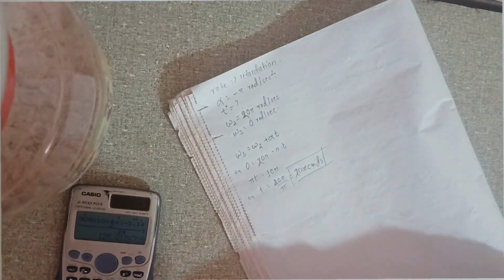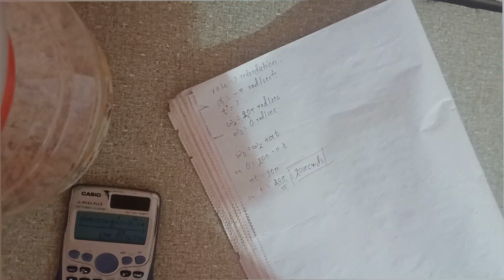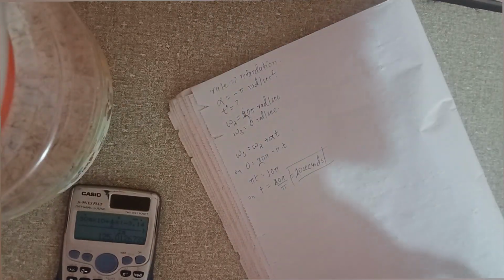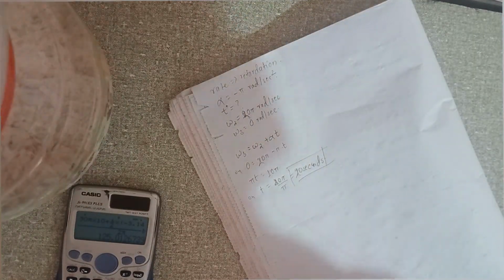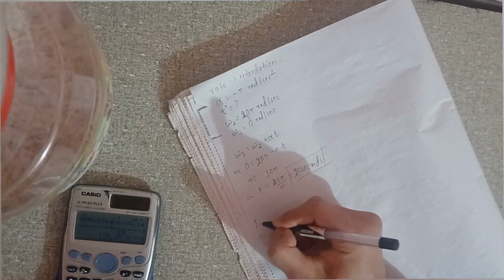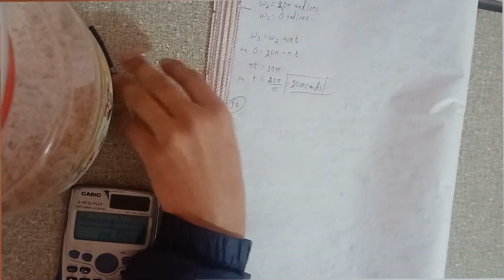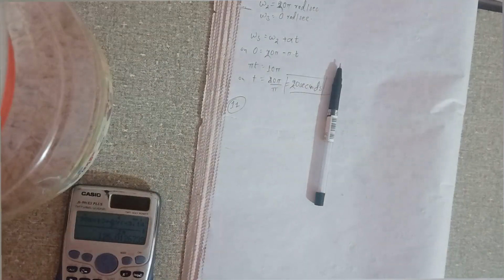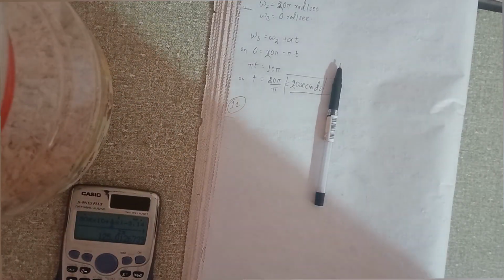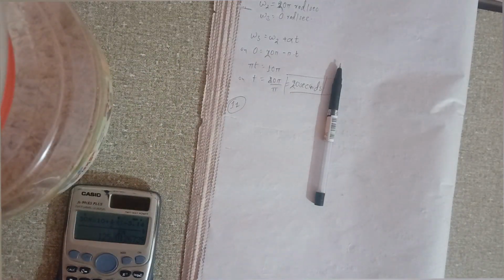Now we're going to question number 11. We'll do one more after this, and then we'll move on to the next type of numericals. So wait a minute until I look at the question once.